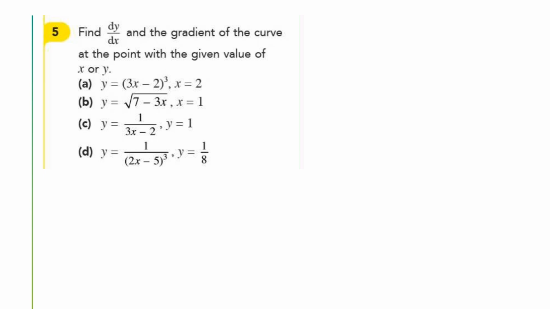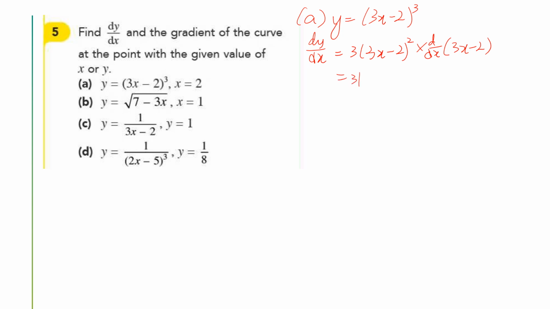Okay, find the derivative. Let's look at part A first. Given y equals (3x minus 2) to the power of 3. Find your derivative. Bring the power down. Power minus 1, so 3 minus 1 is 2, times differentiate whatever is inside your bracket. Differentiate 3x, you get 3. Differentiate negative 2, you get 0. So that will give you 9 (3x minus 2) to the power of 2. So that is your gradient function.